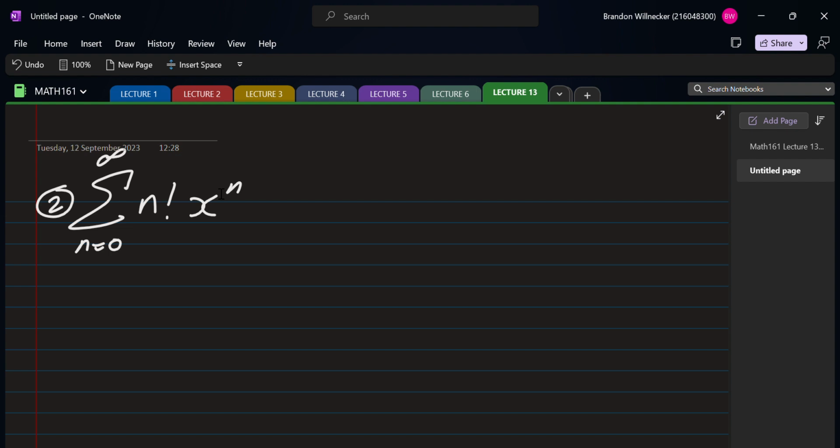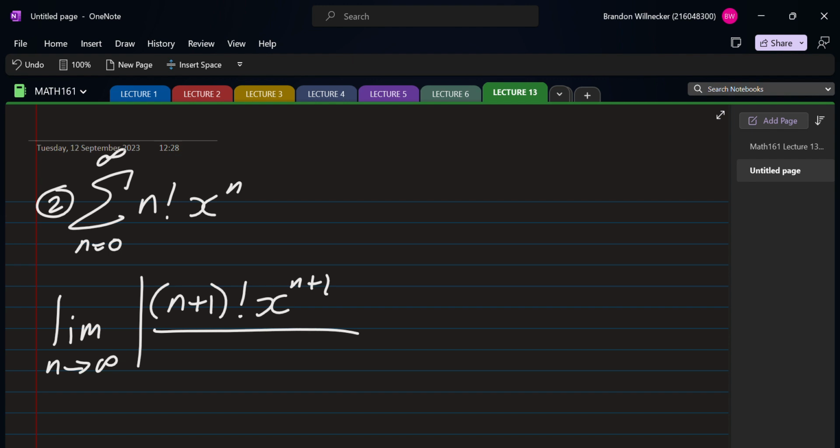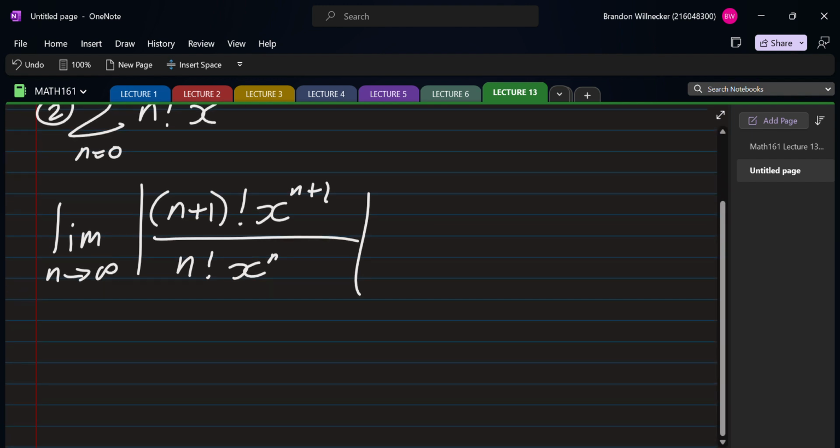So again, we use the ratio test like we had before. So we calculate the limit as n goes to infinity, absolute value. We want to look at the next term divided by the current term. So the one with n plus 1 divided by the nth term, so that will be n factorial x to the n. So we calculate this. Once that's done, then we can see where it converges, where it diverges.